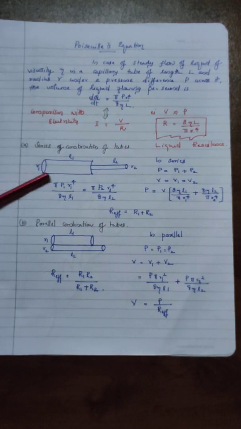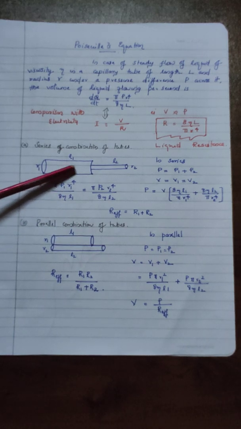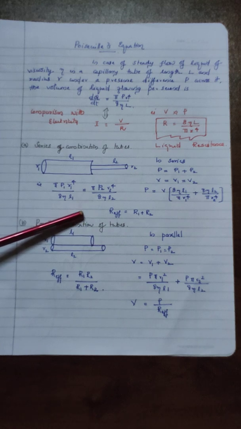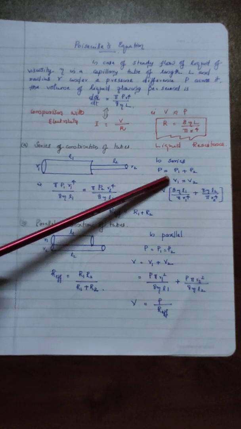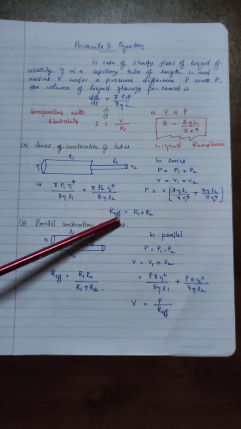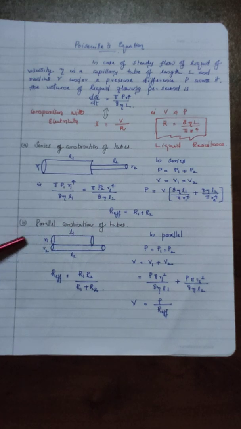If you consider the series combination of two tubes with lengths L1, L2 and radii R1, R2, you know the quantity of fluid flowing is a constant. But the pressure differences are different, like potentials in our electric circuit. So we can write P is equal to P1 plus P2. But here the volume flow is constant, so we can write P is equal to I into R. From that we get the concept: the liquid resistance is the sum of the individual contributions.